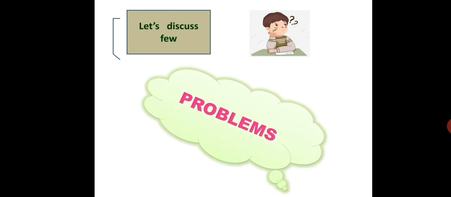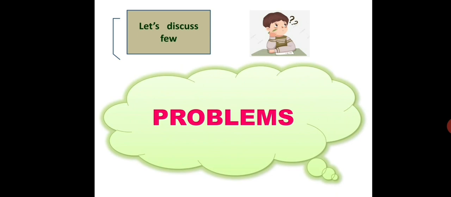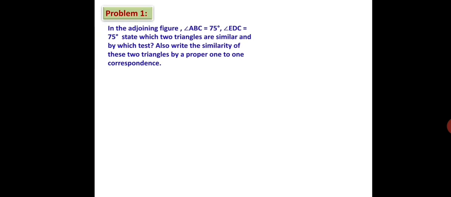Now let us discuss a few problems that are based on this content. So this is the first problem. In the adjoining figure, angle ABC is equal to 75, angle ADC is also equal to 75. State which two triangles are similar and by which test. Also write the similarity of these two triangles by proper one-to-one correspondence.